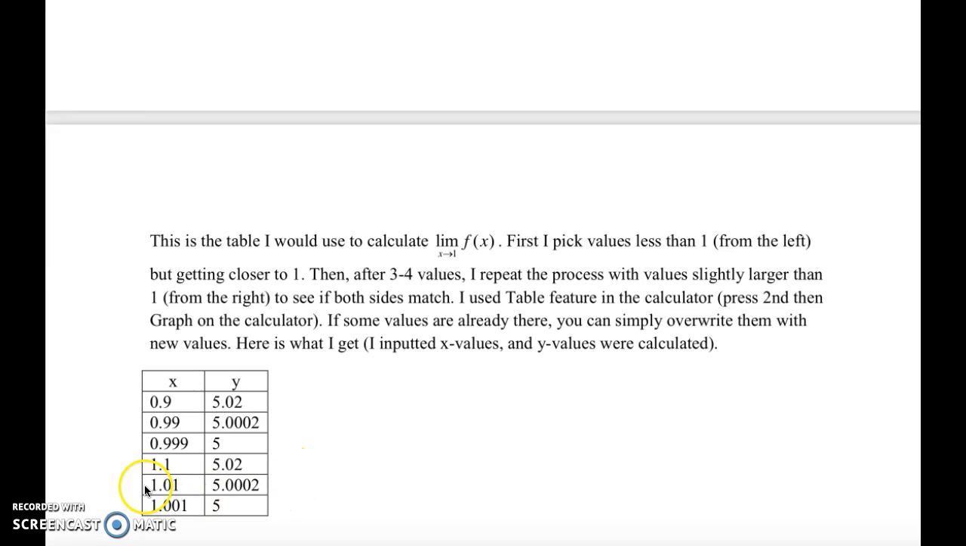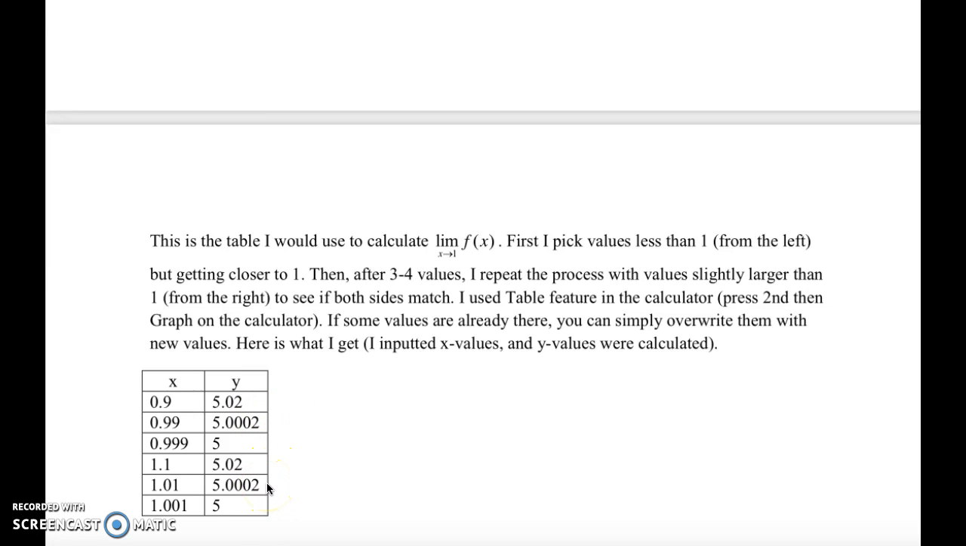So I'm going to get a little closer to 1 from the right-hand side. I'm going to put 1.01. Now notice on this side I'm adding more zeros instead of more 9s because I want to get closer and closer to the actual value of 1. And over here I get 5.0002, which is starting to match what I'm getting on the left-hand side.